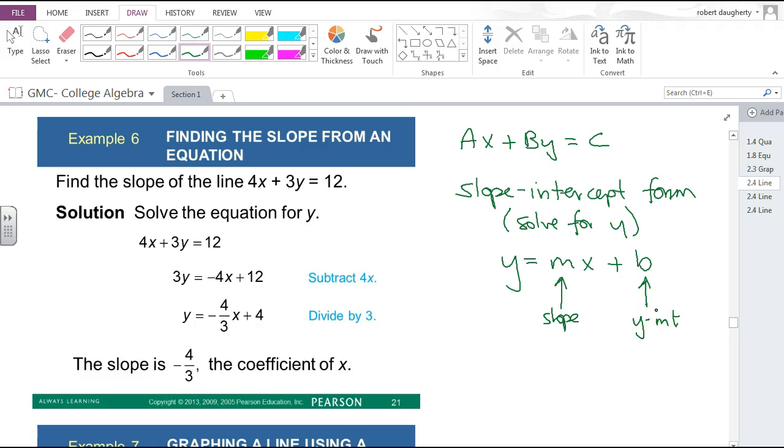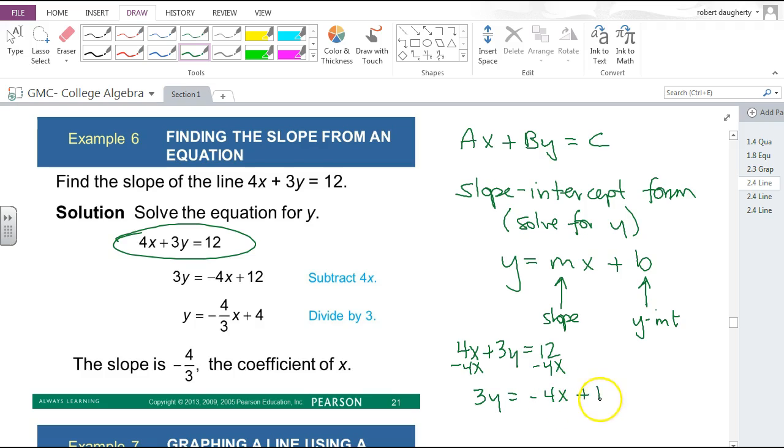So let's take this equation and solve for y. So 4x plus 3y equals 12. Subtract 4x from both sides. So 3y equals negative 4x plus 12. Divide everything by 3. So that tells me that this is a line, and you can read it straight from the equation. Slope is negative 4/3, and the y-intercept is 4.